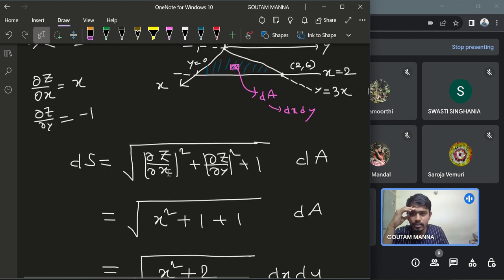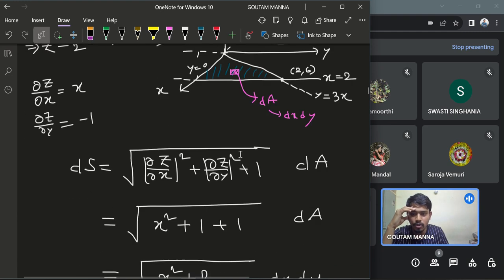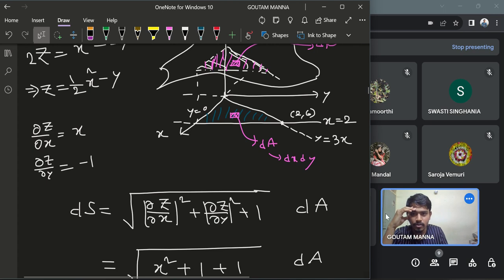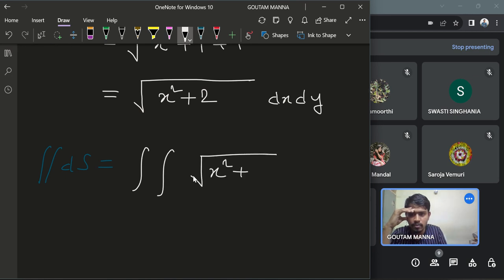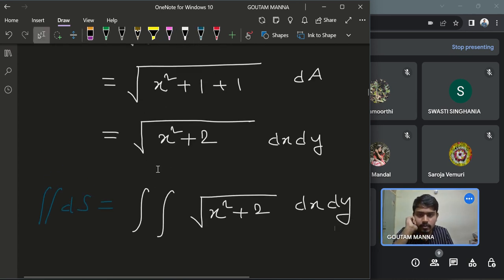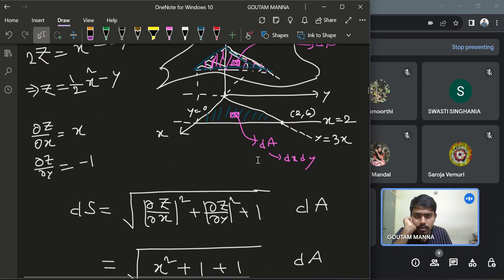So this is the ds here, and to find the total area, to find this entire area, we will just add this ds, that means we will do the integration of ds, which will be integration root under x square plus 2 dx dy. And let me put the limit, so here now we are integrating inside this triangular region. So how should we put the limits?